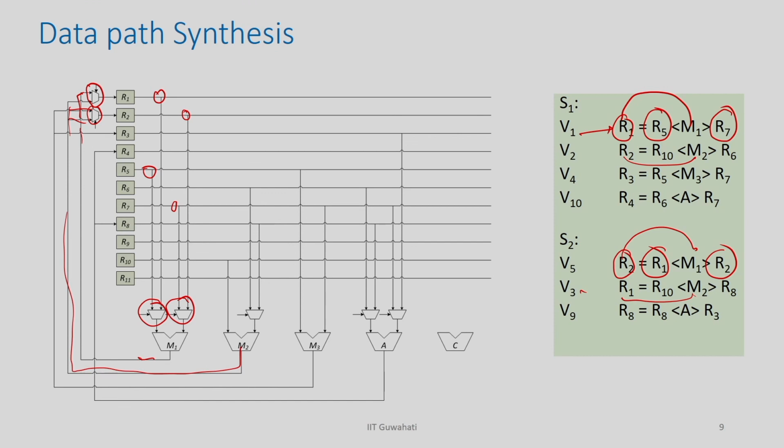So, this is how you have to see for each time step what the possible inputs are, and based on that you put a mux here. For each register's input you see, for every time step, which FUs the inputs are coming from, and based on that you have to put the muxes here.